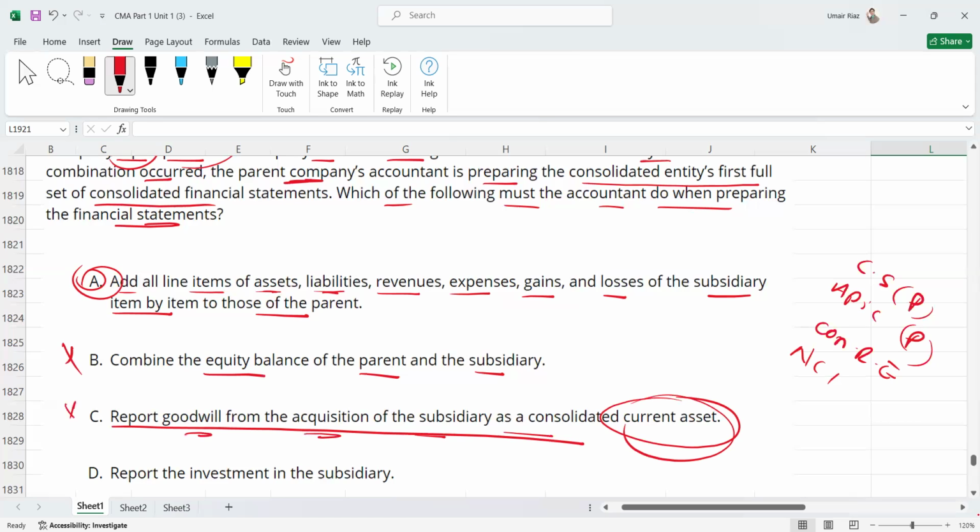Then report the investment in subsidiary. It's also incorrect because when we prepare consolidated financial statements, the investment in subsidiary account is eliminated. And this point I have explained in my lecture. The investment in subsidiary account will only stand in the individual or the parent's financial statements. But when you prepare consolidated statements, as we assume we are a single entity, the investment in subsidiary account is eliminated. So this is also incorrect. So option A is correct.